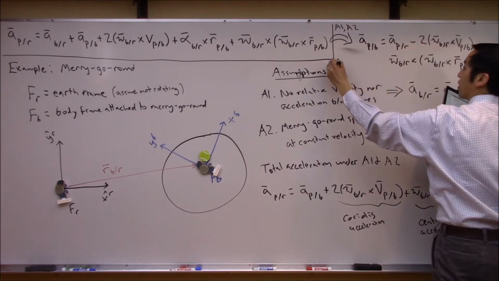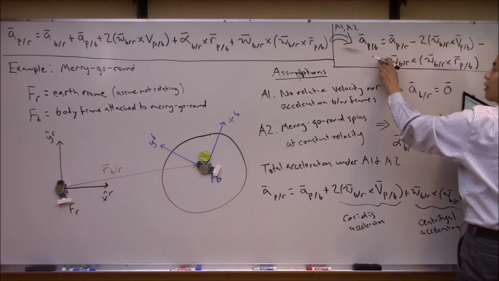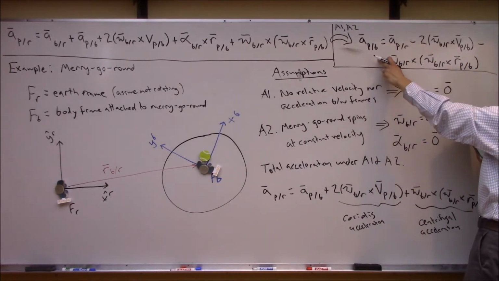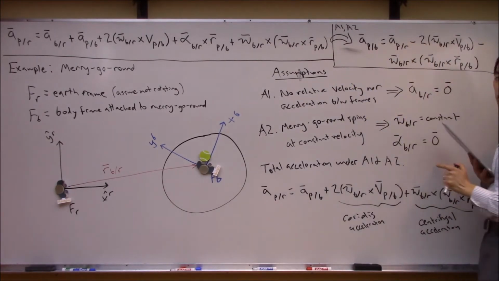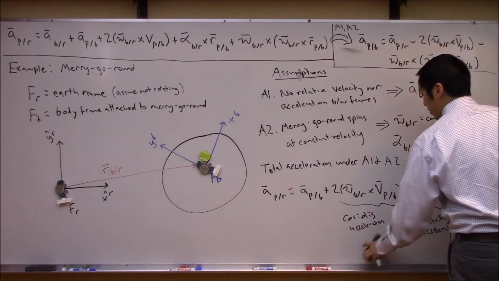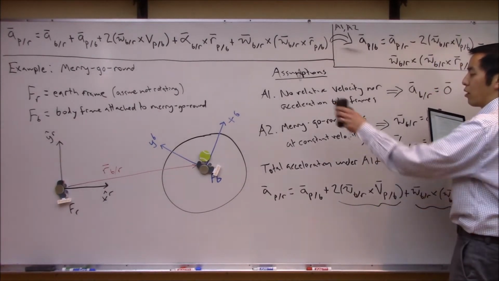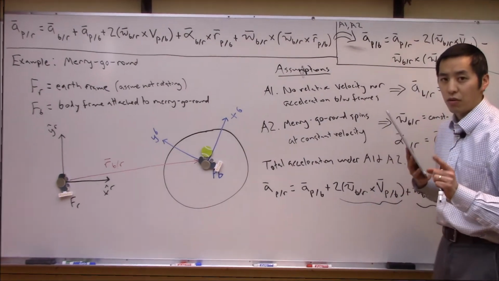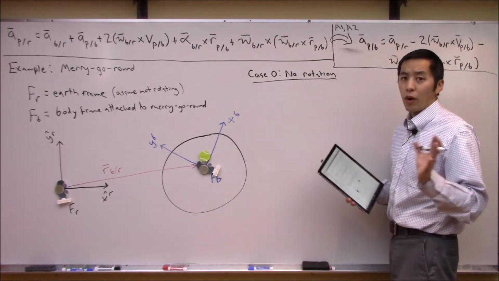Great. Okay, so let's extend our little box here because I want to keep both of these. So here's our merry-go-round simplification of our total acceleration. Let's start examining this equation now in various contexts. Let's erase all this. Actually, I'll pause the video here, erase some of this, and then let's look at our case 0.